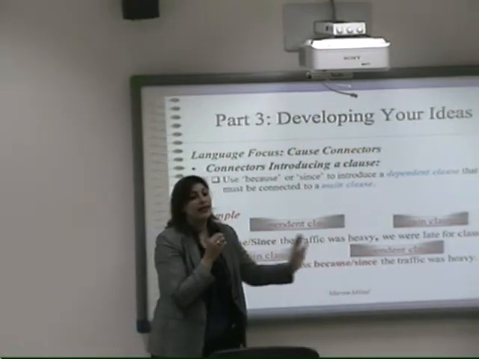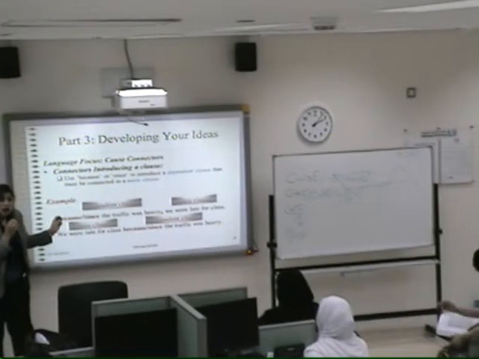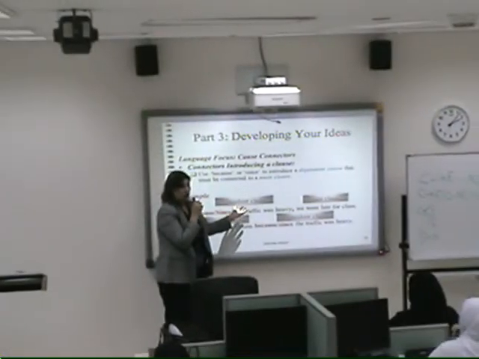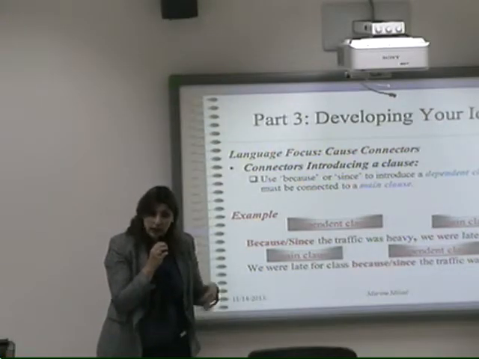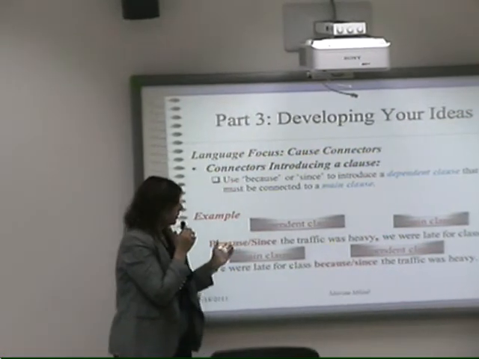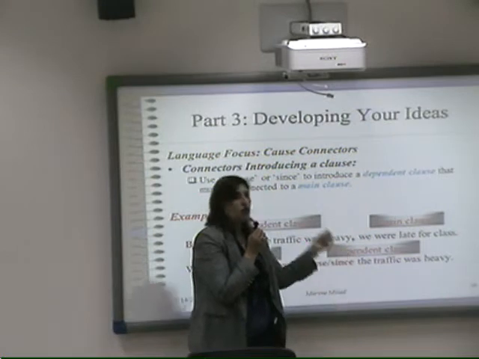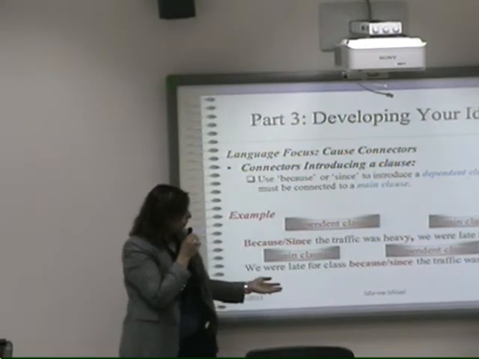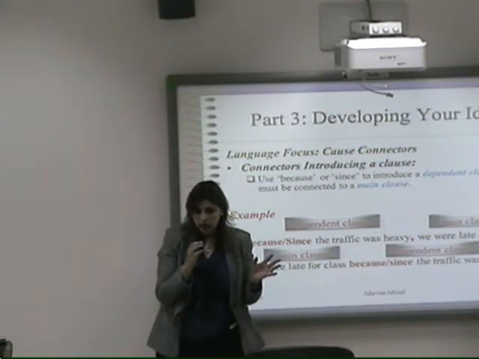The effect. Exactly. So the sentence that starts with the cause connector is a dependent clause. We can't say "because the traffic was heavy" and stop. We need a main clause. And if you start with this dependent clause, you need to separate it from the main clause by using a comma. Excellent. But if you write it in the middle like this, we were late for class because the traffic was heavy, no need to use any commas.